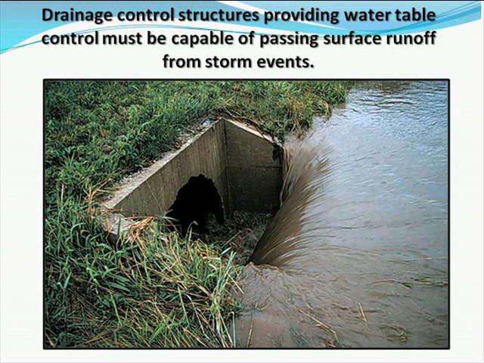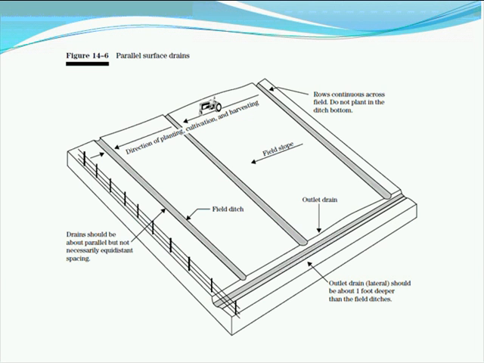Now, in any type of surface drainage system that would also be a joint subsurface system where you would be making some effort to provide water table control, those systems must be capable of passing surface runoff from storm events. So any surface/subsurface drainage system that had the capability of controlling or being operated in a way that would control water table level would have to be able to bypass rainfall.